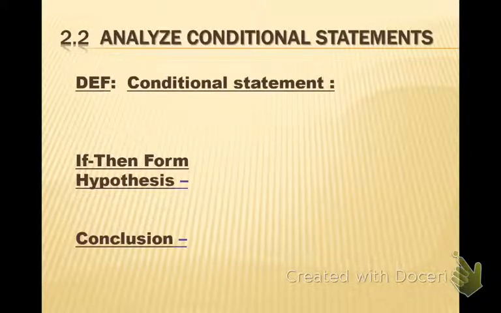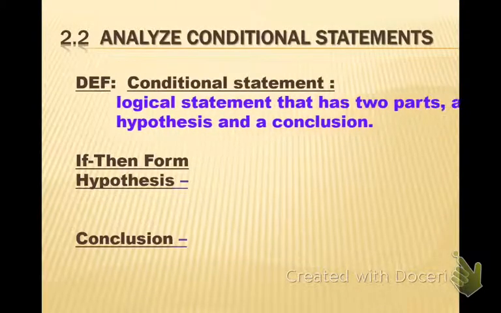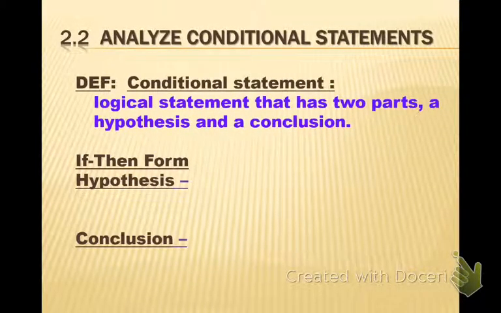A lot of our conjectures can be written in what's called a conditional statement. Okay? A conditional statement is a logical statement that has two parts. It will have a hypothesis and then a conclusion. Conditional statements can be written in really any form, right? I mean, a sentence structure, or in this thing called an if-then form. Just about any sentence can be a conjecture. Just about any sentence can be written in if-then form.